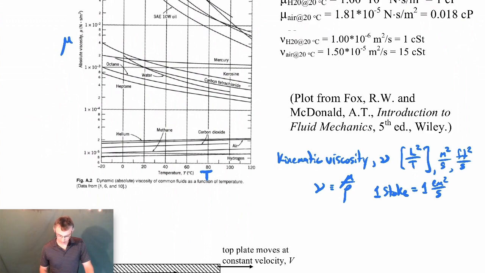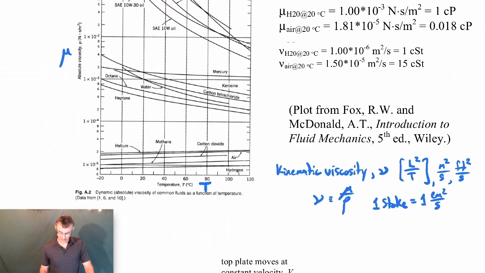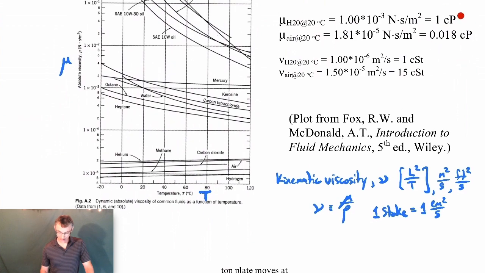The kinematic viscosity of water at room temperature is 1 centistoke, and the kinematic viscosity of air is about 15 centistokes. So one interesting thing here is that the dynamic viscosity of water is much higher than the dynamic viscosity of air, but the kinematic viscosity of air is much higher than the kinematic viscosity of water. It has to do with differences in density. Water is about 1,000 times more dense than air, so the differences in density give rise to the differences in the kinematic viscosity.